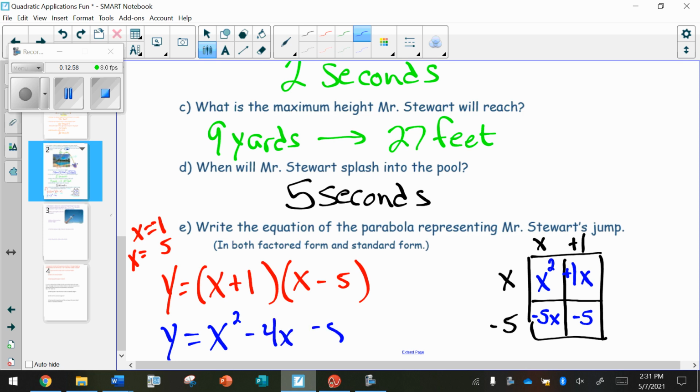And then -5. Now, if you remembered how to factor, this is just backwards from factoring. You take these two numbers and multiply them to get the last number, and you take those two numbers and add them to get the middle number, because that's what we would do for factoring.